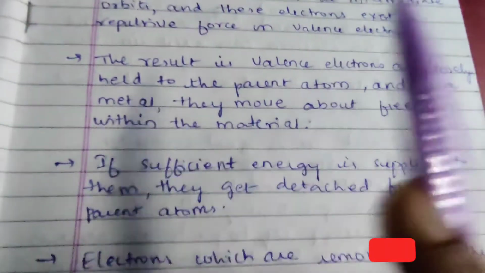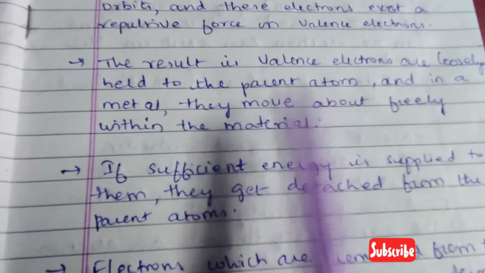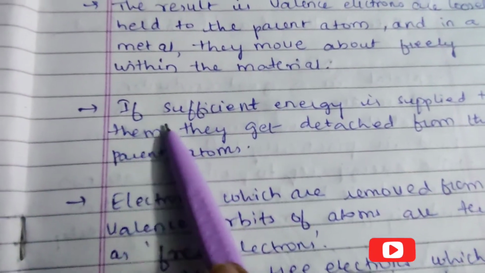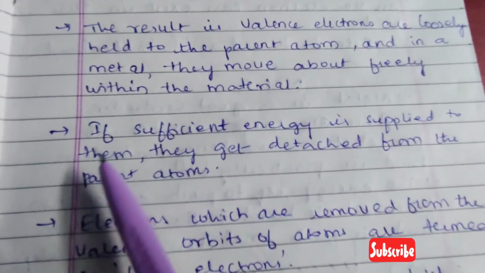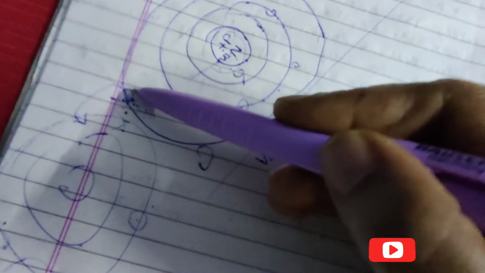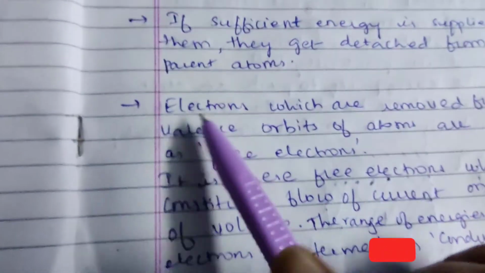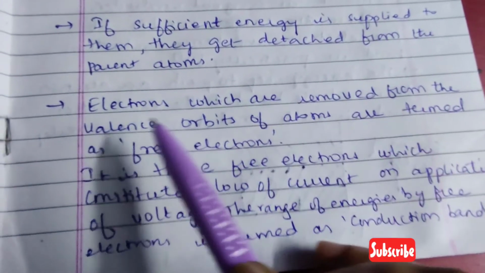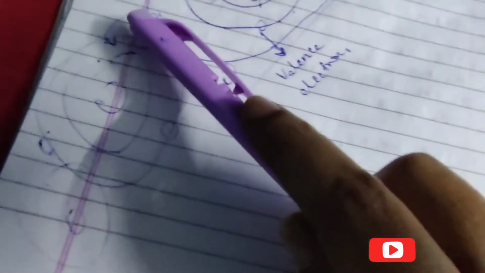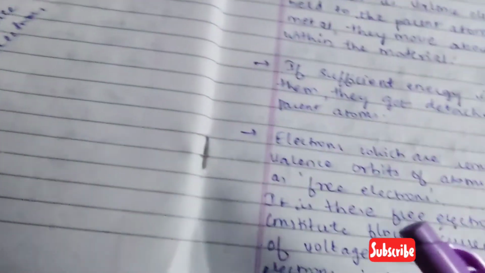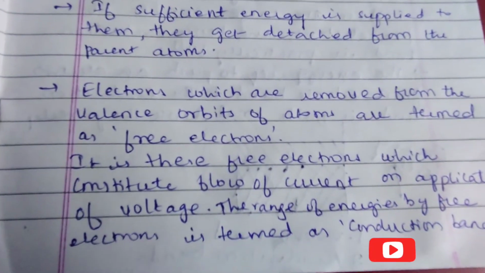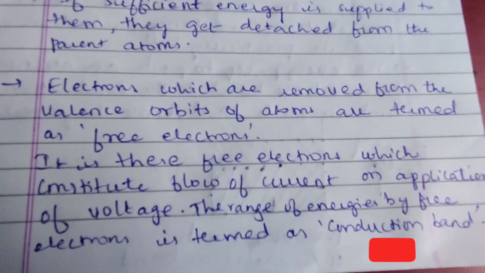Like I said, the valence electrons are loosely held to the parent atom, and in a metal they move freely. If sufficient energy is supplied to them, they get detached from the parent atom and jump to another atom. Electrons which are removed from the valence orbits of atoms are termed free electrons. It is these free electrons which constitute the flow of current on application of voltage.